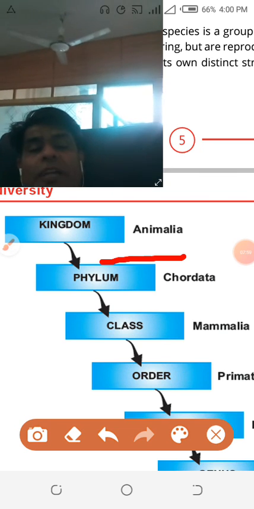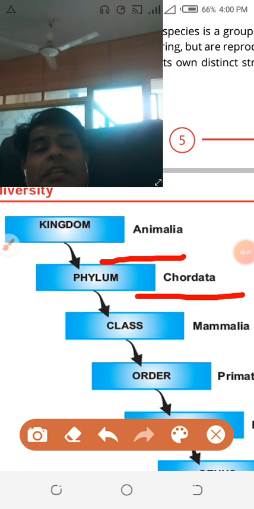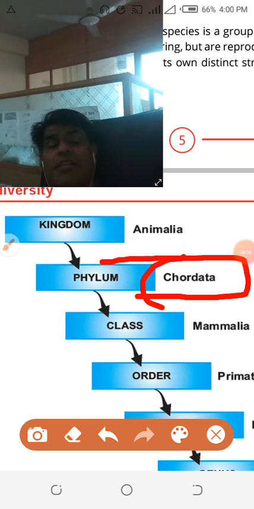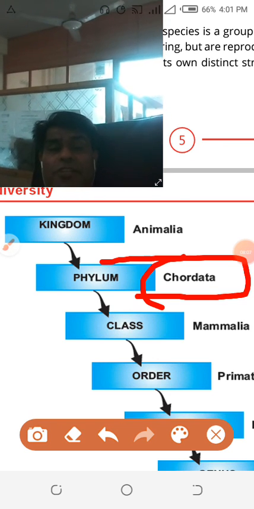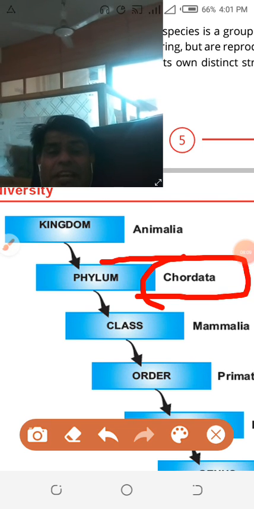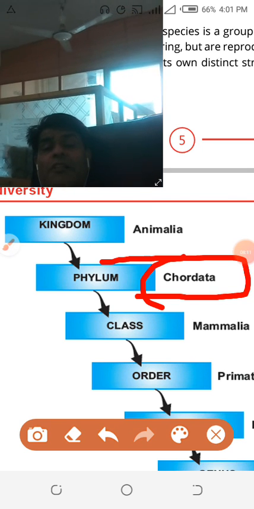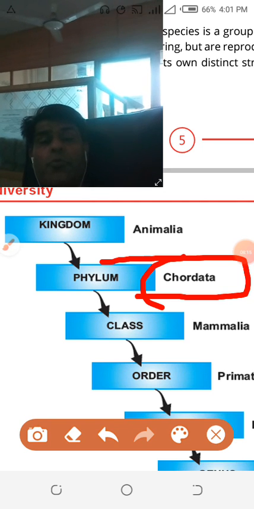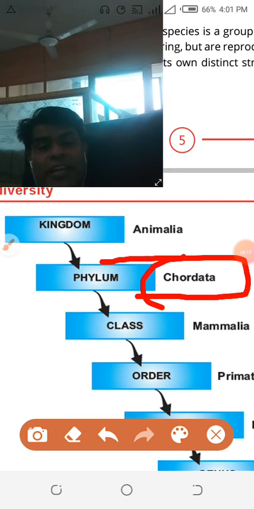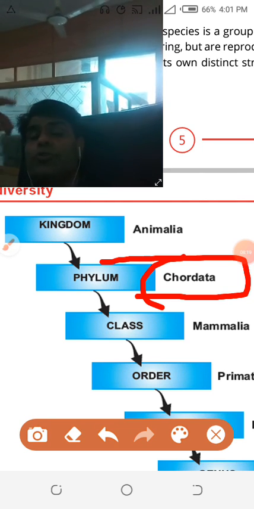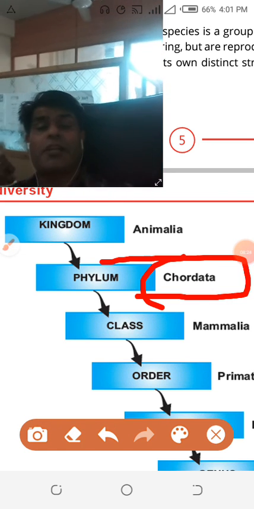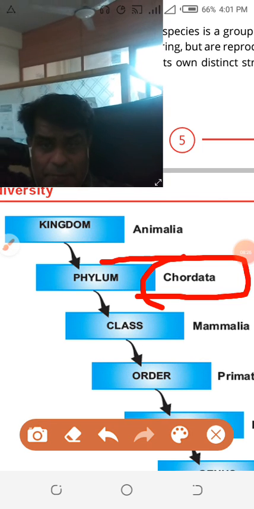We'll go back to the phylum. The phylum is Chordata. I will tell you about chordates. You will study classification in detail in first year of biology. You will study invertebrates and chordates, and you will see the most developed animals are included in the chordates. How will you make the two definitions of chordates? Chordates have a vertebral column. You have the vertebral column, 33 vertebrae.